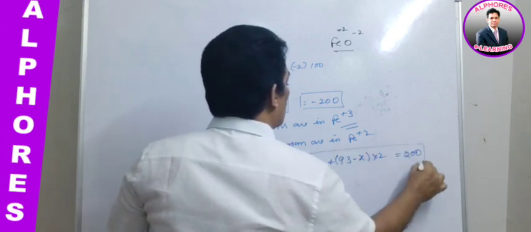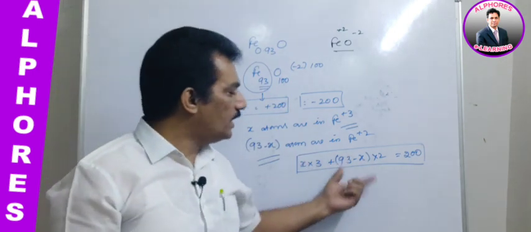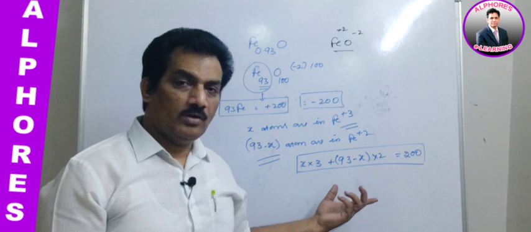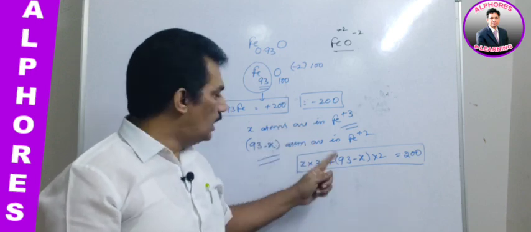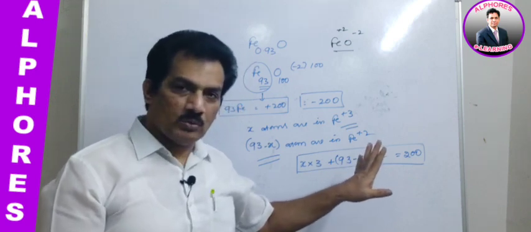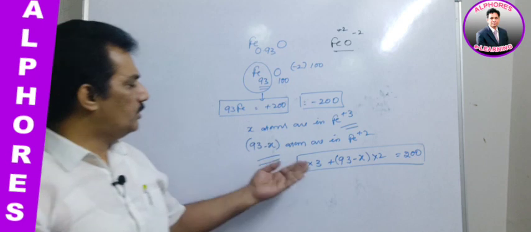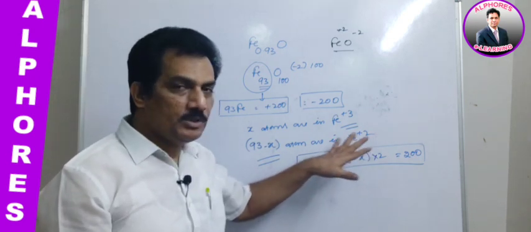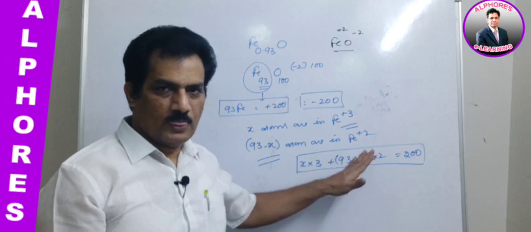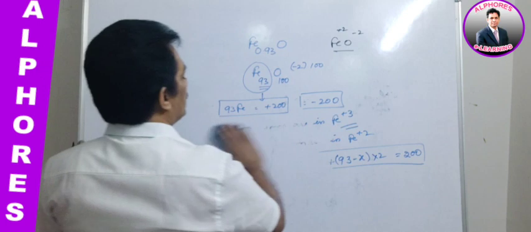I think now you can solve the remaining part. You have to find the X. Are you clear with this one? X is 3 plus 3 and 93 minus X is 2. Now the sum is equal to 200. Because it is numerical part, you can solve on your own. The concept is like this. Clear? That is about numerical related to metal deficiency.